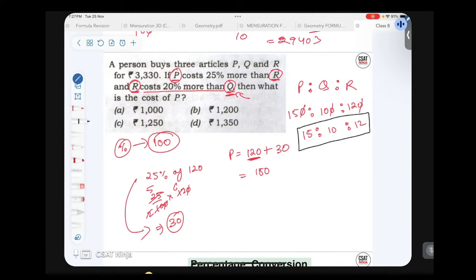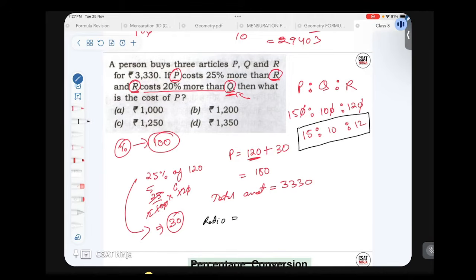Let us look at the question once. The question says a person buys three articles P, Q, and R at this much rupees. So the total amount here is 3330. This is the total amount. But remember, according to our ratio, what is the total amount?